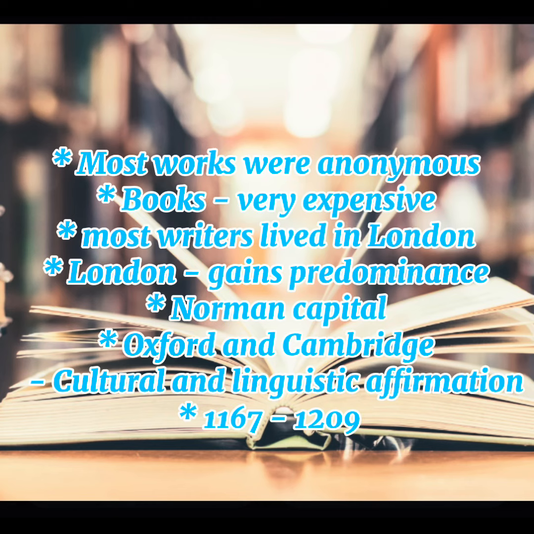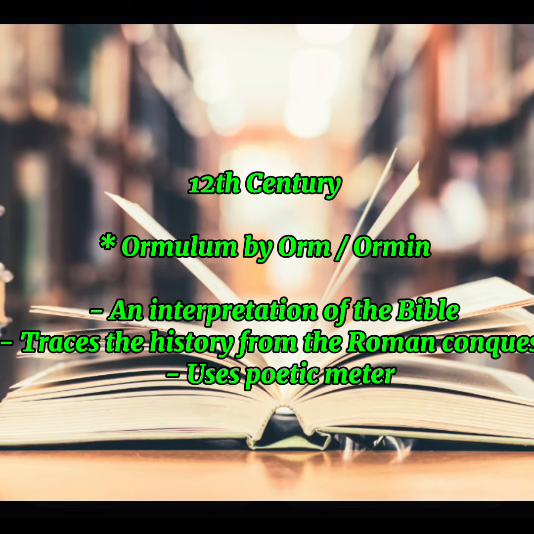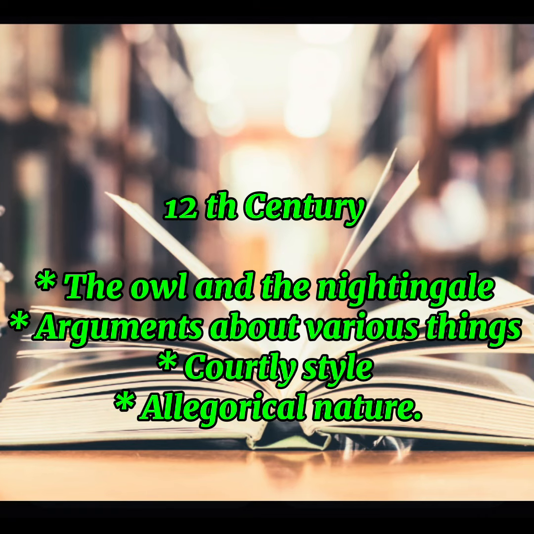We note that even when we take an entire century into account, we have only a couple of works worth talking about. In the 12th century, we have two major works, Ormulum and The Owl and the Nightingale. The work Ormulum was very religious in nature. It can be described as an interpretation of the Bible, and it was also significant in a historical sense. It traces the history of the English people from the Roman conquest onwards, and in that sense, it also gives glimpses of local life and the transition from one ruler to the other.